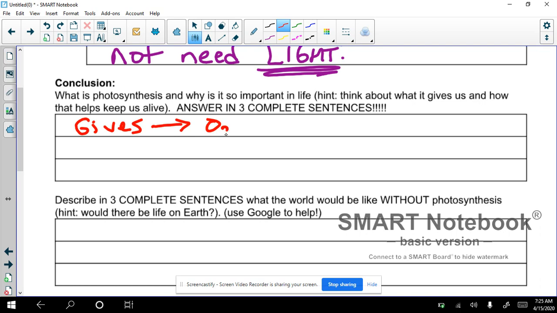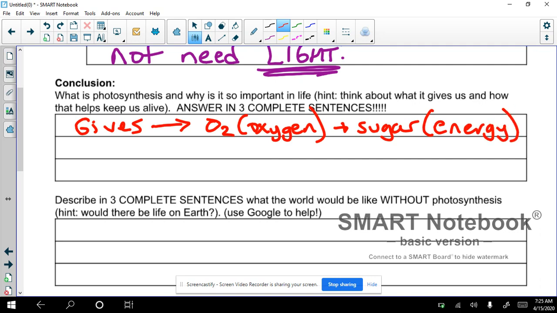It gives us O2, or oxygen to breathe. So it literally is giving us the air that we breathe. And it's giving us sugar, which is a form of energy. Without this, we would have nothing to eat, we would not get energy, and we would die. Okay. Another reason that photosynthesis is important is that it helps get rid of harmful gas that could poison us if it builds up in the atmosphere, which is CO2. All right. So it's giving us oxygen, it's giving us sugar, it's giving us a form of energy, and it's getting rid of this harmful poisonous gas that could build up in the atmosphere and suffocate us.